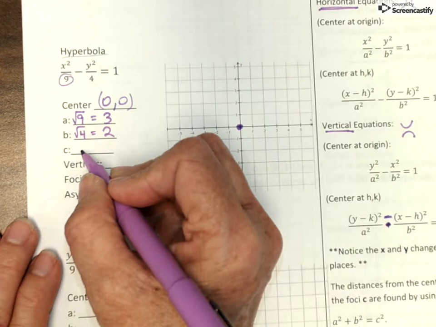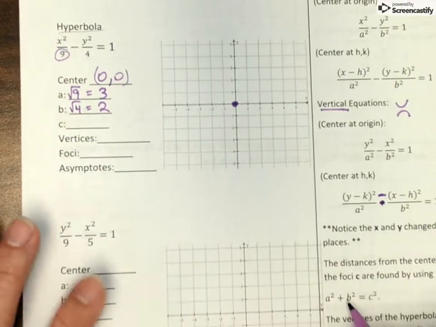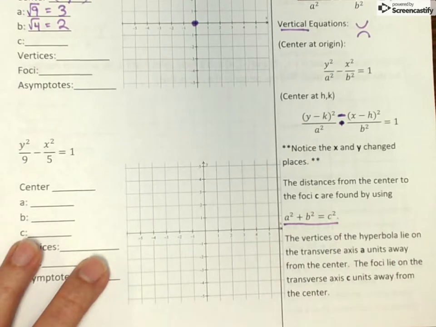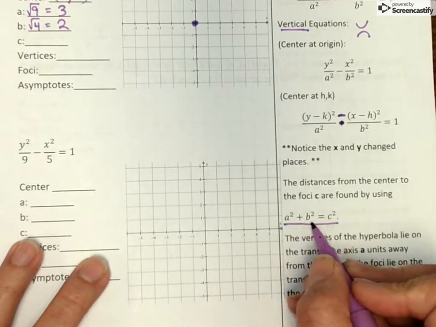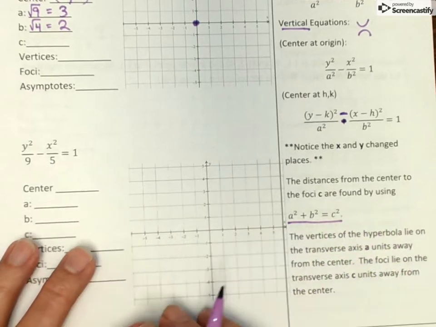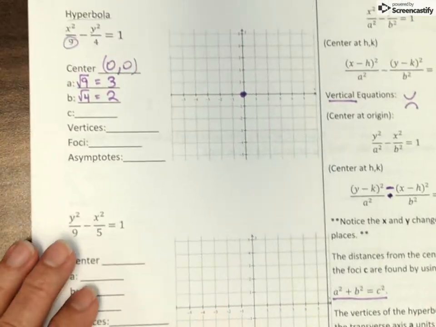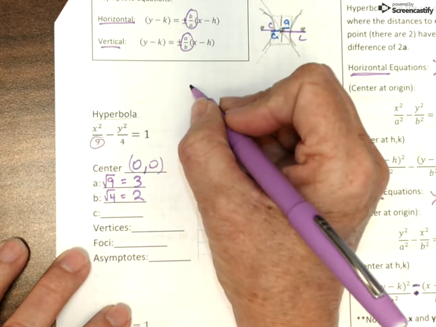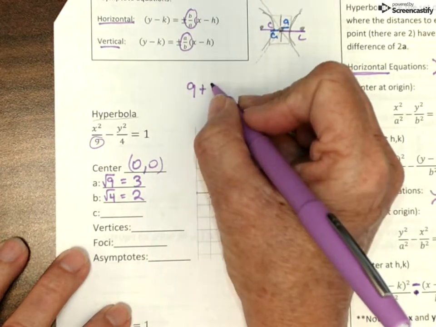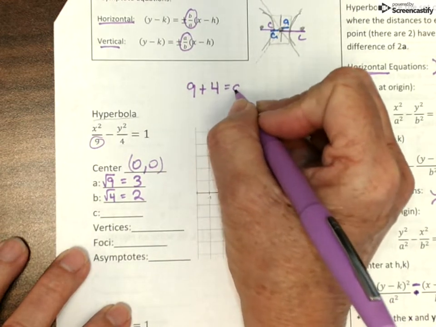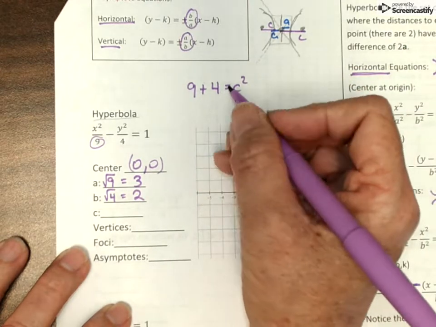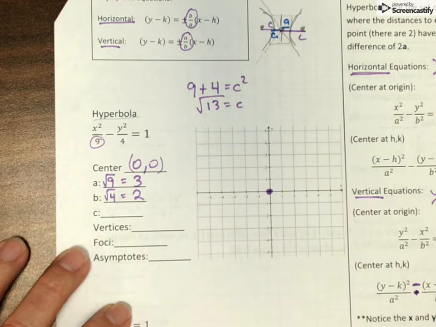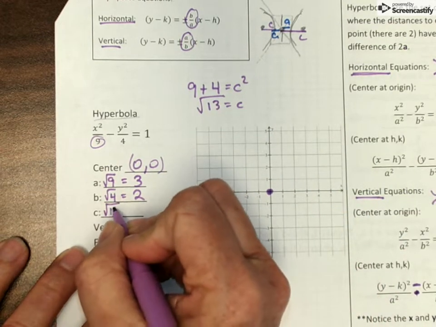And finally, c, we're going to have to calculate. Now notice down here, we are using our Pythagorean theorem. A squared plus b squared equals c squared. So I've got a and b, so I can calculate c. So I've got a squared is 9 plus b squared is 4 equals c squared. So 9 plus 4 is 13. So 13, square root of 13 equals c. And we'll go ahead and put that.